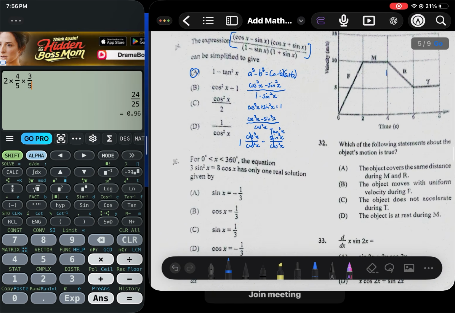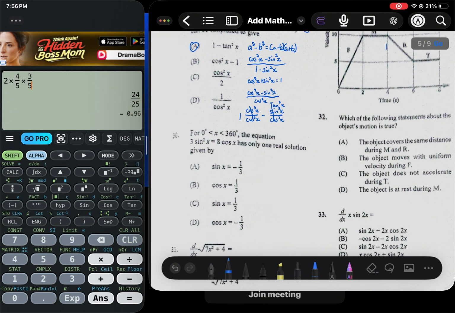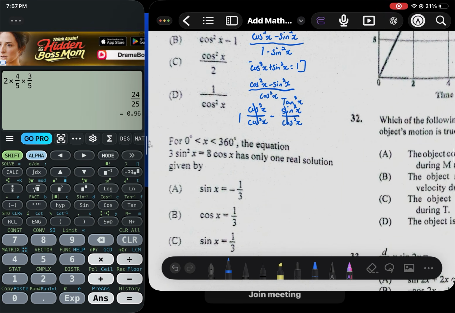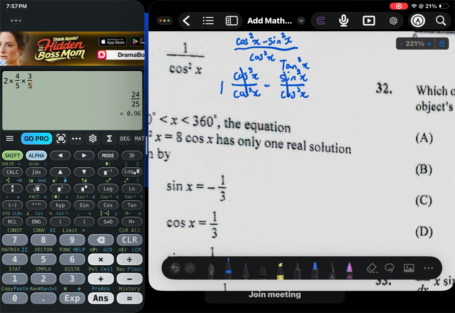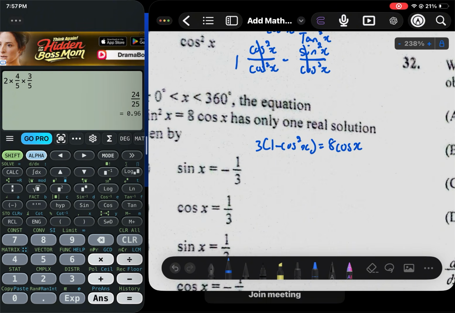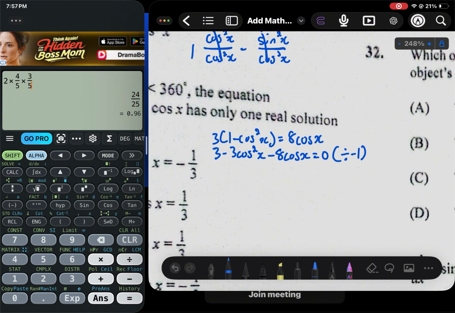For 0 degrees less than x and x less than 360 degrees, the equation 3 sine squared x is equal to 8 cosine x has only one real solution given by. So you know that using the same Pythagorean identity, sine squared x is equal to 1 minus cosine squared x. So 3 times 1 minus cosine squared x is equal to 8 cosine x. We'd put the 8 cosine x on the left hand side and we'd get 3 minus 3 cosine squared x minus 8 cosine x is equal to 0. Now we're going to divide throughout by negative 1 and we'll get 3 cosine squared x plus 8 cosine x minus 3 is equal to 0.